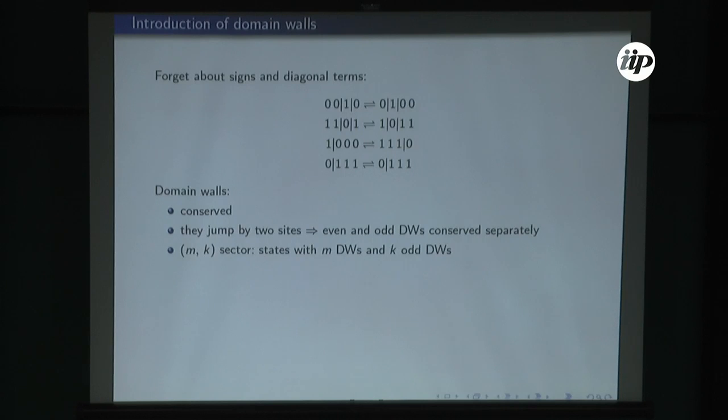And because they are all conserved, and there are two kinds of particles, the whole Hilbert space can be divided into sectors, and I'm going to denote these sectors by (m, k), where m stands for the number of domain walls, including odd and even, and k stands for the number of odd domain walls.